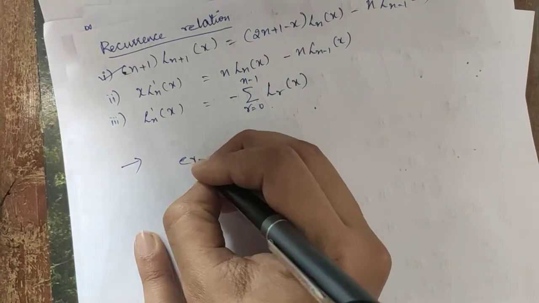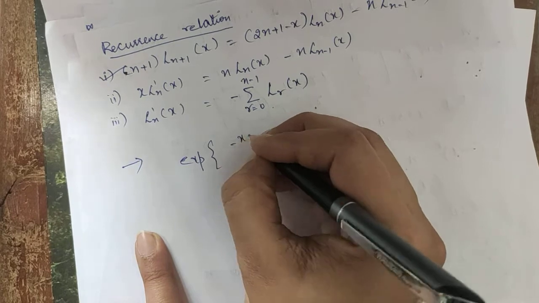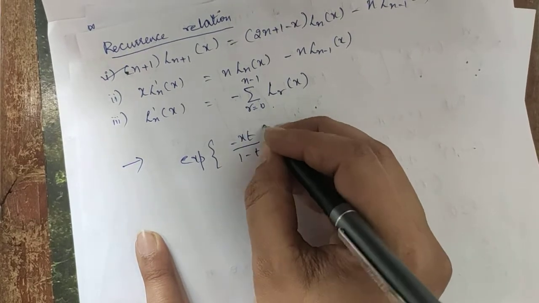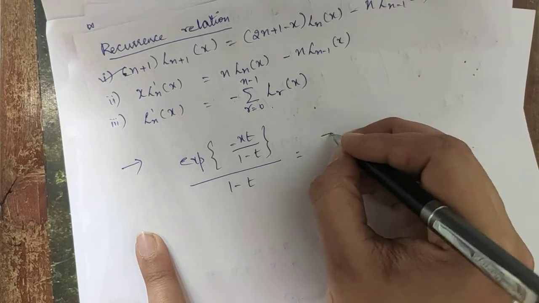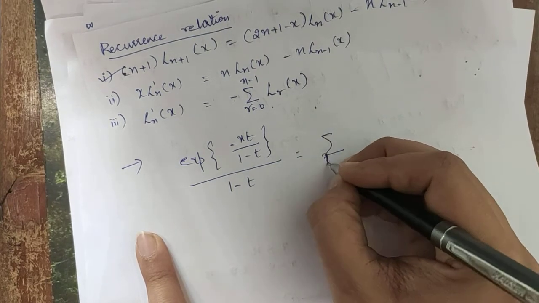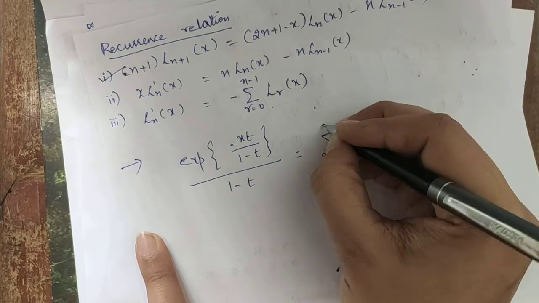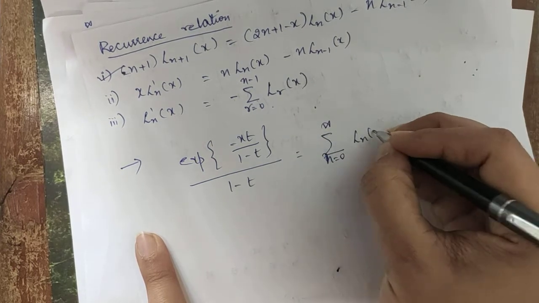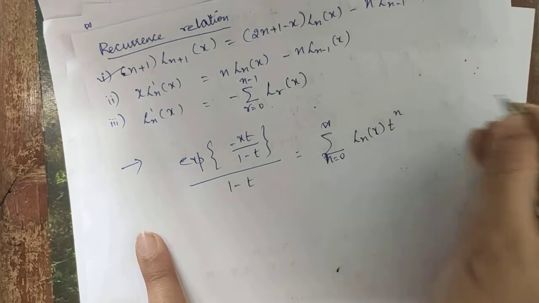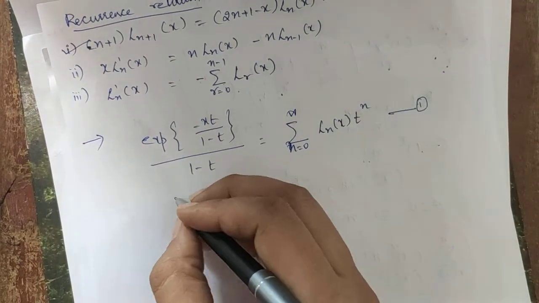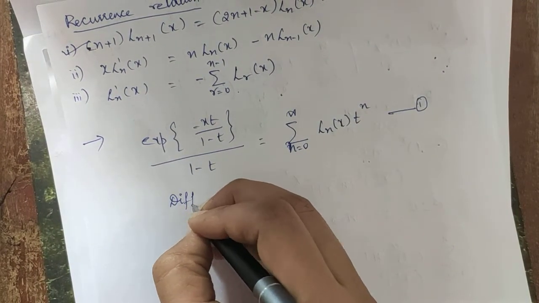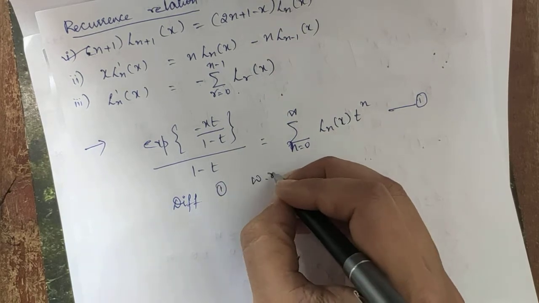That is nothing but exponential of minus xt by 1 minus t, whole divided by 1 minus t, is equal to summation n equals 0 to infinity L_n of x into t power n. I will call this equation number 1. Differentiate 1 with respect to t.